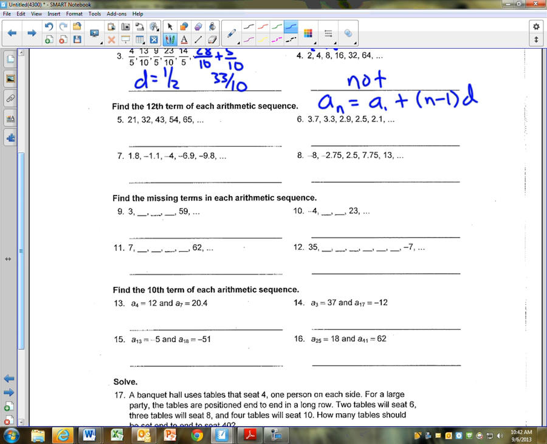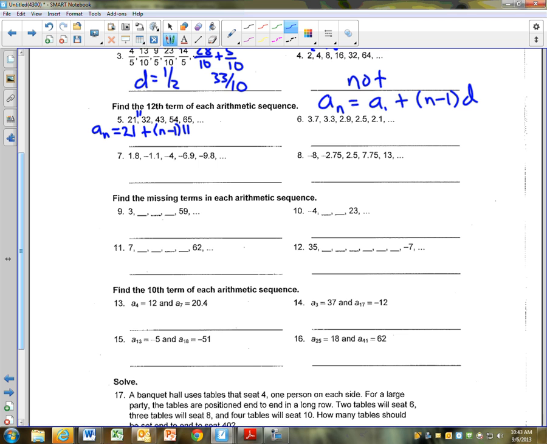So it says find the 12th term of the arithmetic sequence. We start by finding the difference, then writing a rule, then finding the 12th term. D is equal to what? 11. I am now going to write a rule. A sub n, so the nth term, is equal to, what's a sub 1? 21 plus n minus 1. What's my difference? 11.